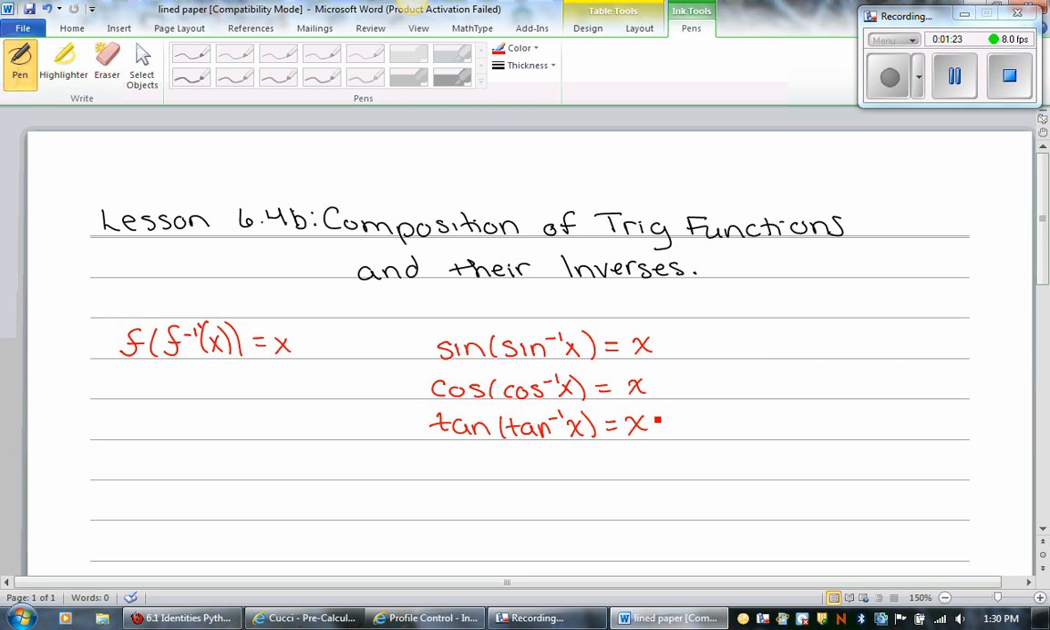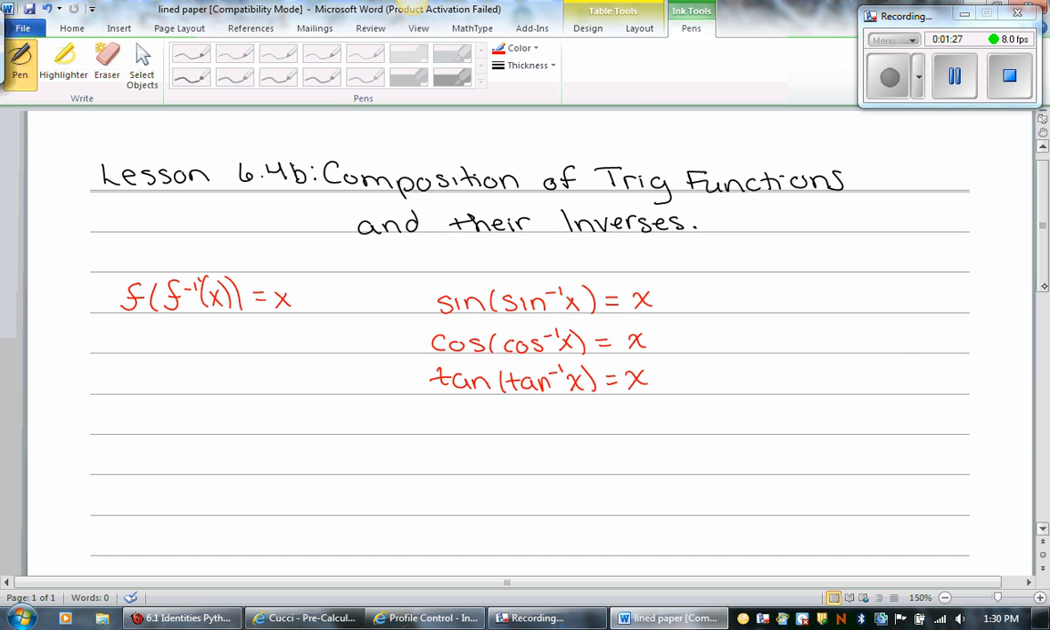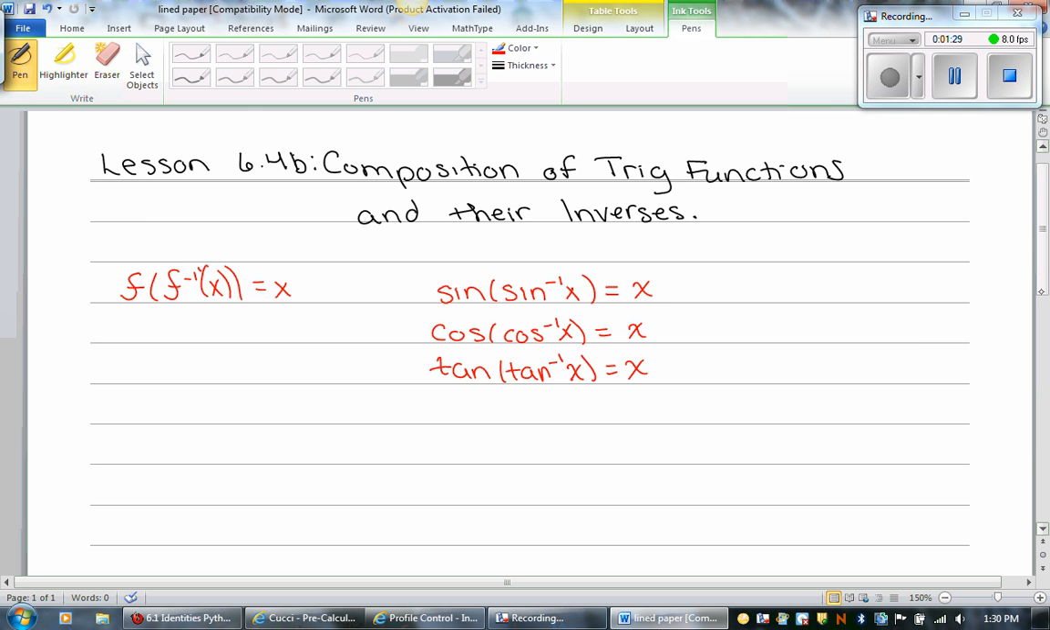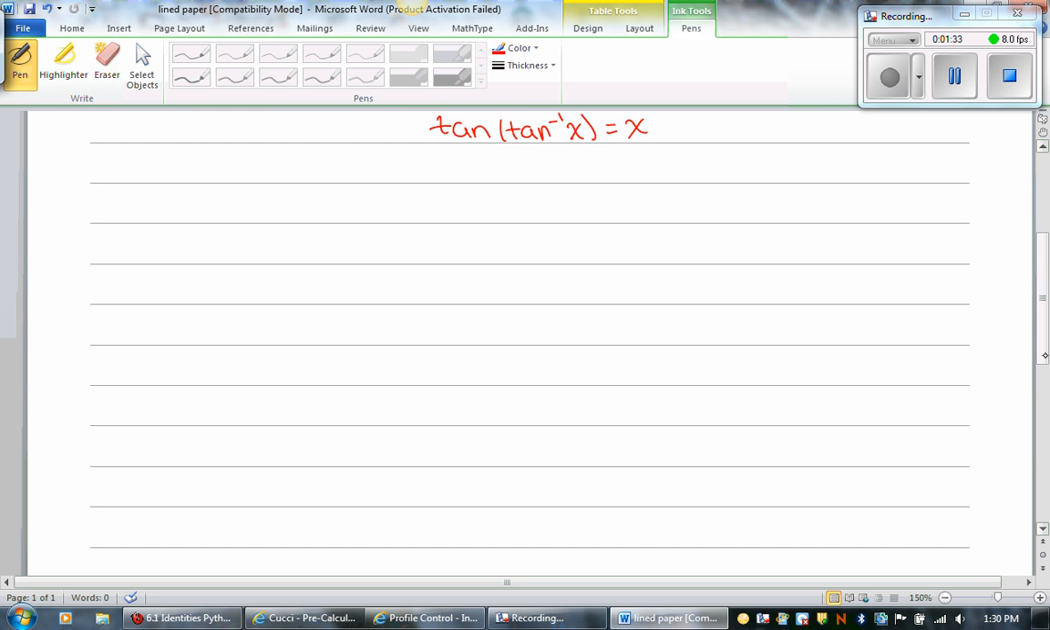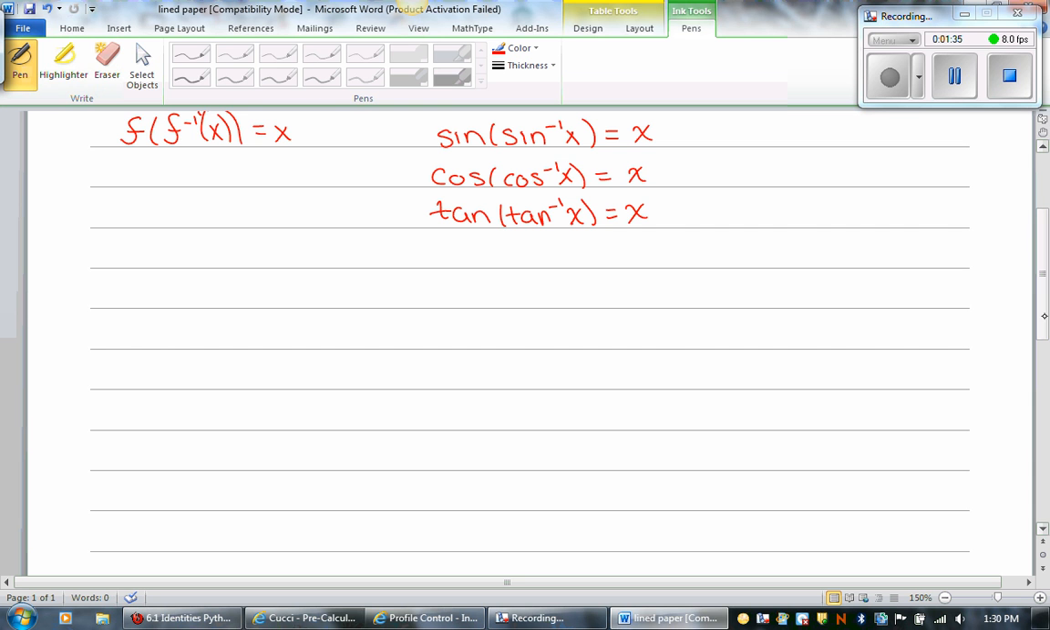So what we're going to do is work through how we find these inverses. Composition of inverses. So let's look at our first example, and this is a continuation from last lesson, so we are going to be on example 3 to start. And our first example is going to be cosine of cosine inverse of the square root of 3 over 2.